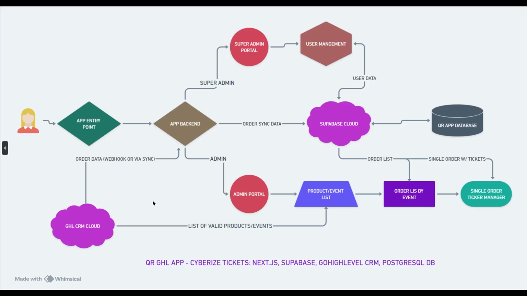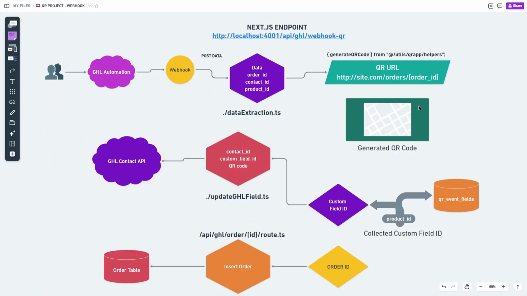In this video, we're just going to cover this part where, in GHL Cloud, an order is generated, and here a webhook is invoked, and via the Next.js endpoint, we insert the data into our Supabase database and do a whole bunch of other things. So let's go to a better diagram. All right, this is actually a much better representation of the GHL webhook process that I'm about to explain.